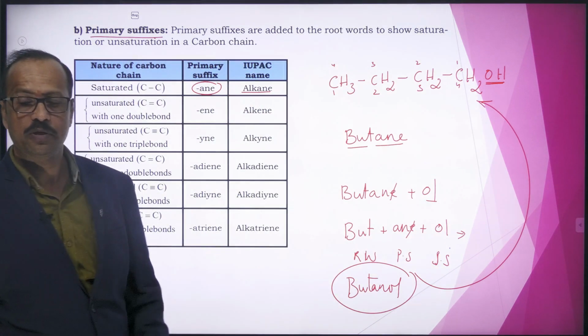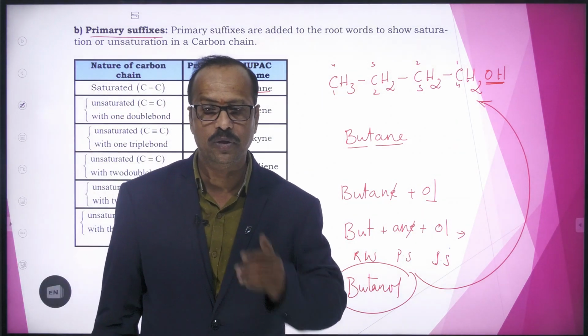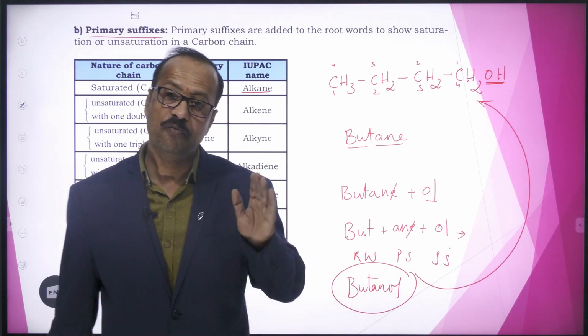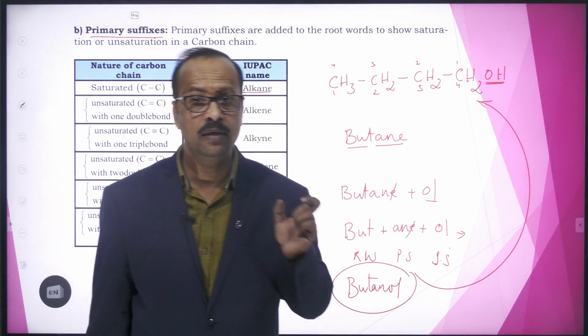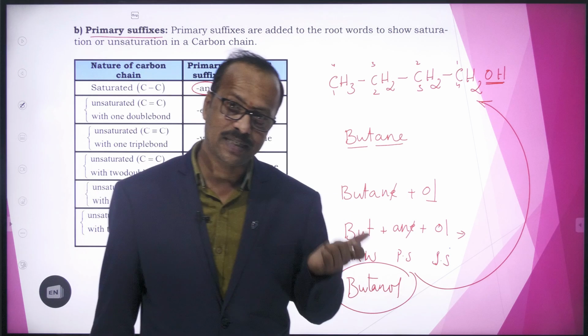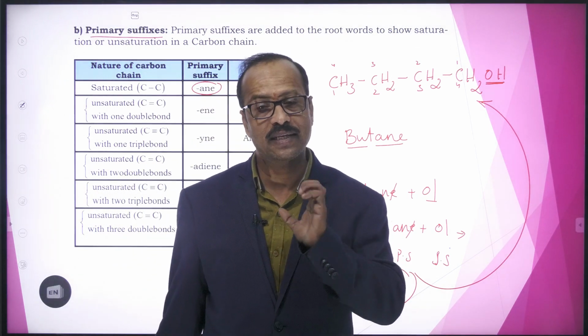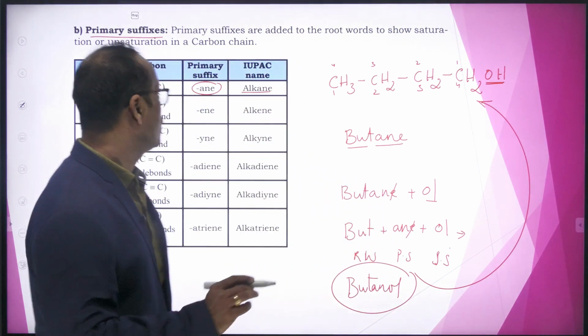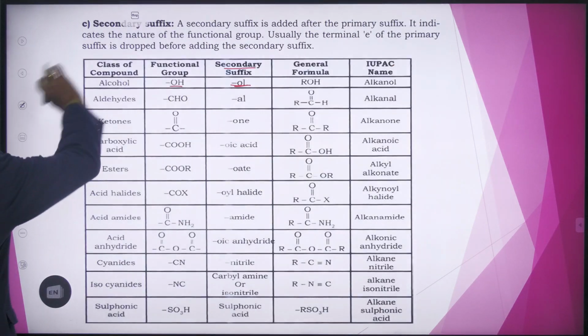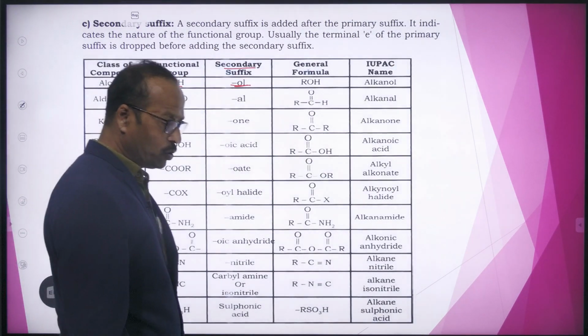Primary suffix means the suffix which is added immediately to the root word. If we add one more suffix to the primary suffix, that is called the secondary suffix. Generally, we add the secondary suffix for the functional group. So what does functional group mean?